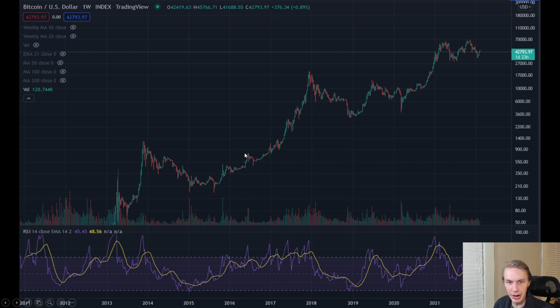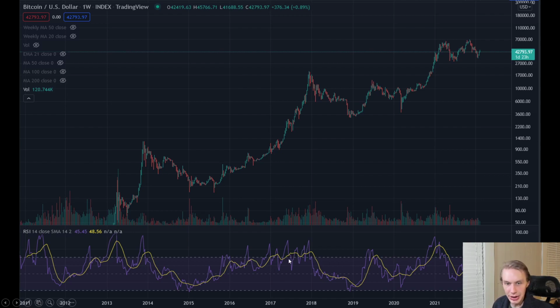Imagine if you bought Bitcoin here and sold it here, only to watch it go parabolic all the way up to here, right? Selling under $1,000, and then watching it go up to almost $20,000. You're not going to want to do that. That's terrible. That's not going to help you at all.